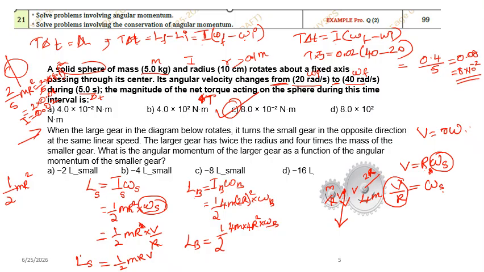Similarly, I need to replace omega b. So how do I write omega b? Omega b will be equal to v divided by the radius of the bigger one, which will become 2r. Now let me put that value over here. So again, I'll be getting half into, this 4 into 4 will become 16, so 16 m r square, and omega b I am replacing with v by 2r. Again, one r will get cancelled.